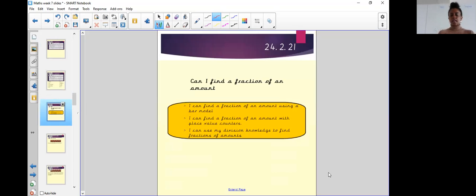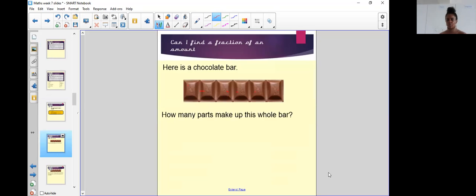So let's have a look what we're learning about today. So in today's lesson, it says, can I find a fraction of an amount? So here is a chocolate bar. How many parts make up this whole bar? So if we count the parts, we have 1, 2, 3, 4, 5, 6. So the amount of parts that make up this chocolate bar is 6.